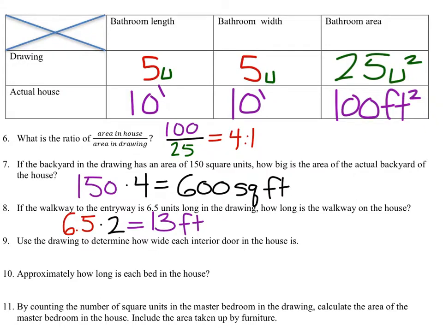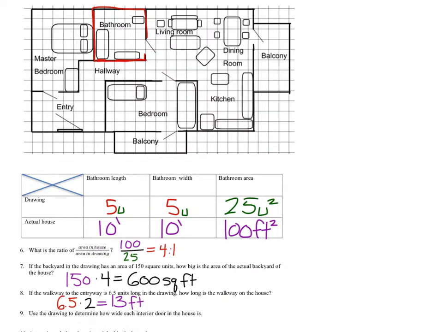Use the drawing to determine how wide each interior door in the house is. Oh, very good. So if we look at the map up in here, we can see that each of these doorways, well, it looks like they're about 1.5 each. The entry is a little bit bigger, but this one talks about the doorways in the house, right? The balcony doorway right here is also 1.5, but the entry is 2. Well, is it 2? No, the entry is still 1.5. Yeah, so all of these appear to be about 1.5 units.